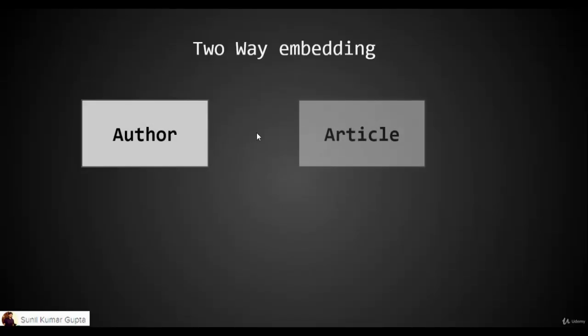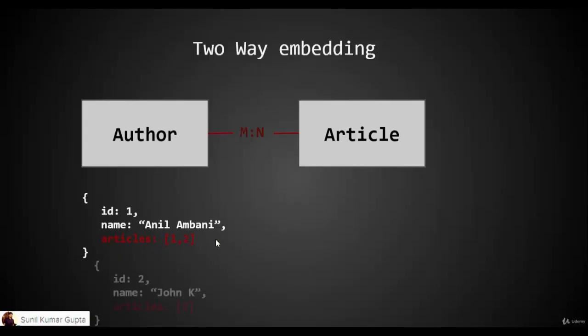Suppose we have an author and an article, and we want to achieve a many to many relationship. Suppose one author, like Anil Ambani, whatever the name of the author is, has written articles 1 and 2. In the same way, another author whose ID is 2 has written article 2. So see here, article 2 is common. Articles 1 and 2 are in the first author and article 2 in the second author. So here we are embedding articles in the author document.